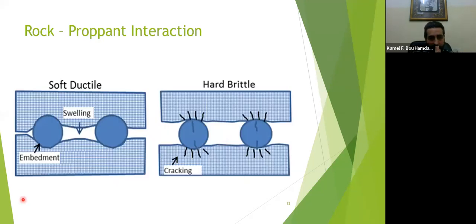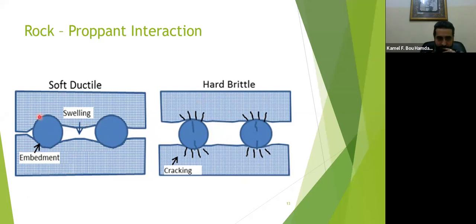Okay, let's look here again at the rocks, so the rock-proppant interaction. If we have a soft or ductile rock, and if we have a hard, brittle rock. If you have a soft one, you can see that we have a phenomenon called embedment. So the proppant itself is not really breaking down, but it's being embedded inside the rock itself. If this is happening, what happens to our fracture conductivity?